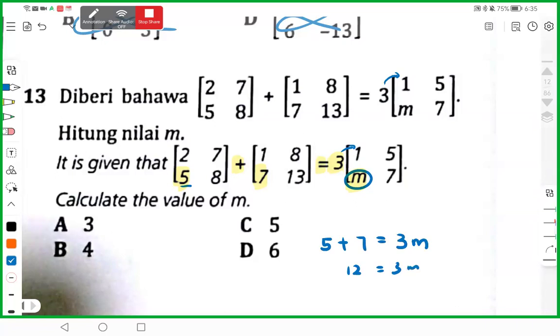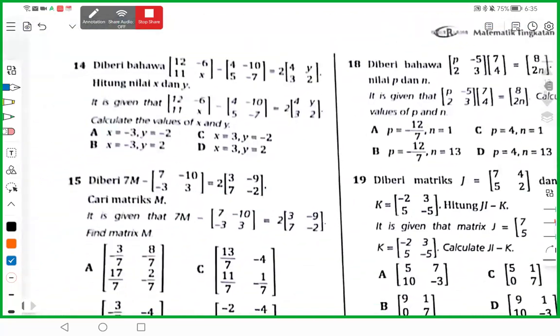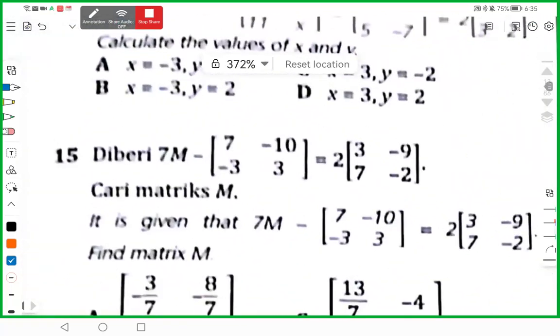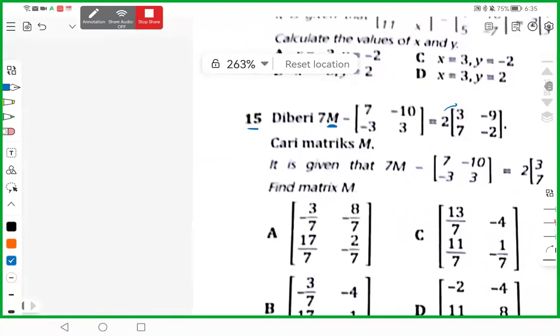We are correct. Yes. Okay. So more or less, see 15. You know how to read 15, right? 7m means you have the matrix. M is the matrix. Minus this question, this matrix equal to 2 times in. Okay, so a quick one. So how to solve 15? Questions 15.